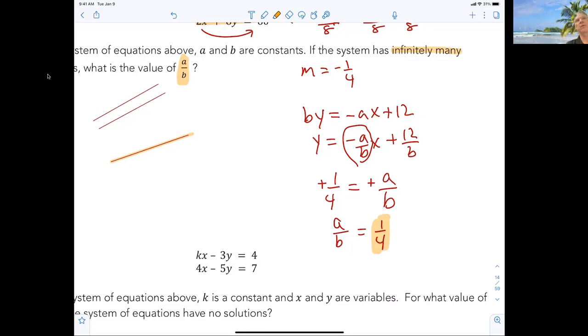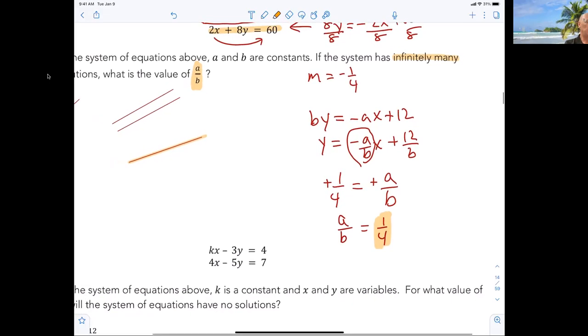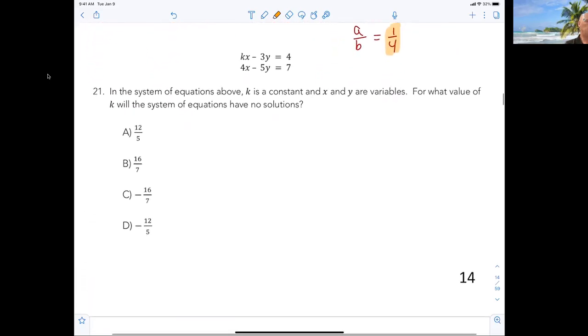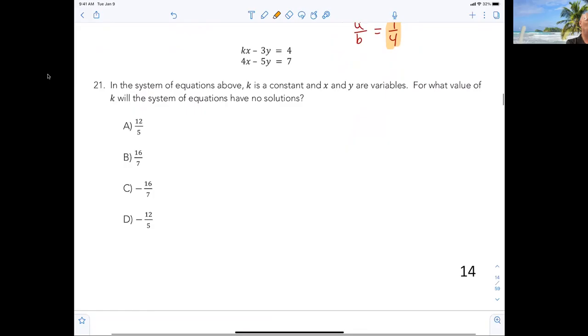Again, I just know for certainty that's on the test. They always ask infinitely many solutions. All right, so now because I just gave you an example, no solution, look on 21. No solution means that the lines are what? Parallel, which means, again, the slopes are what? The same.